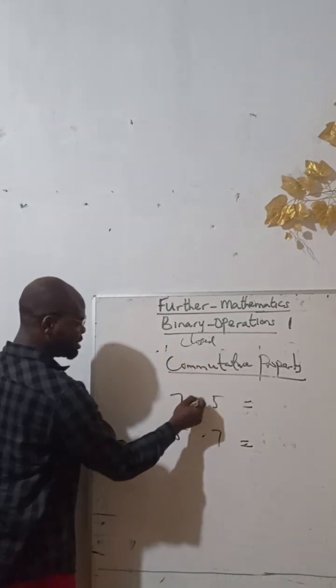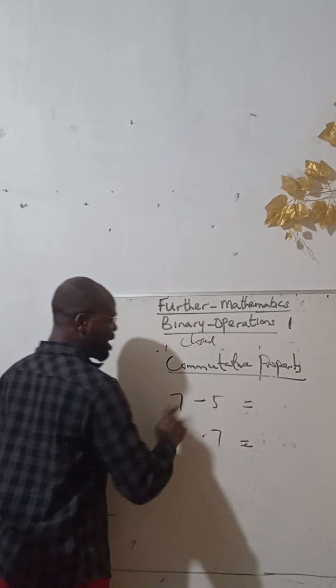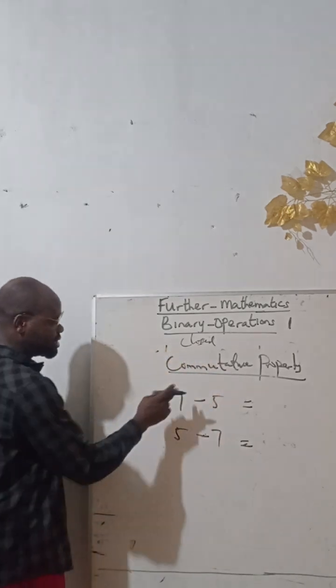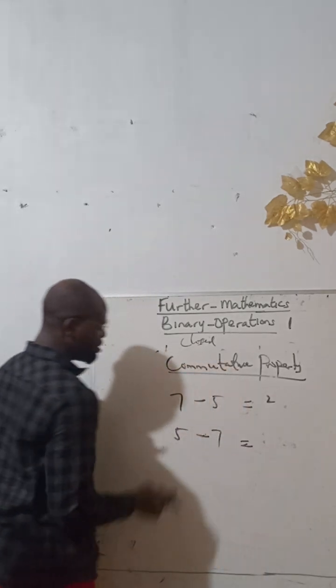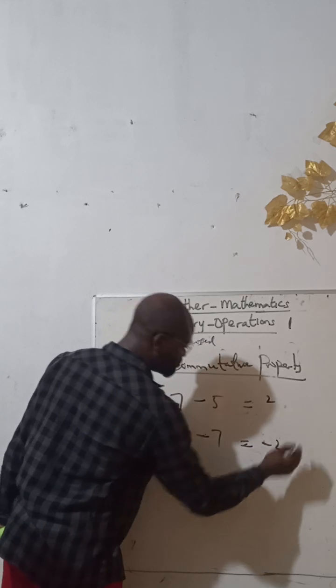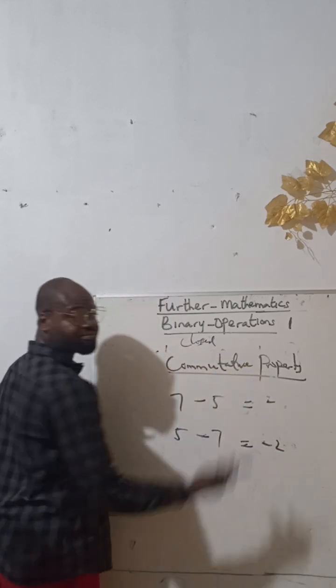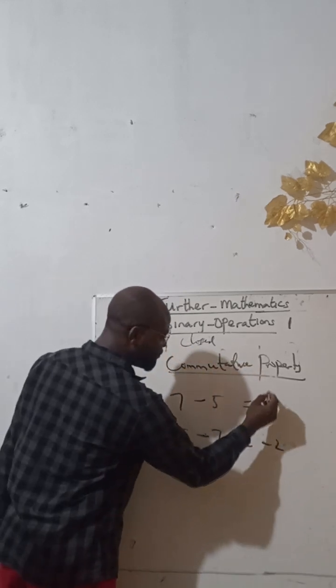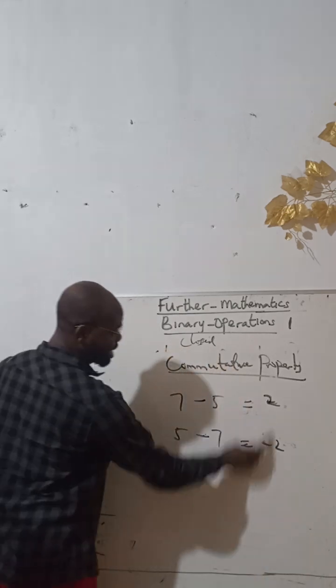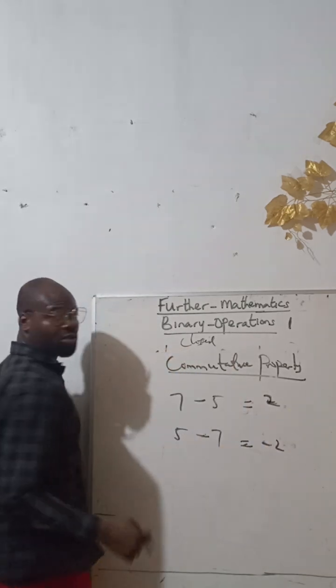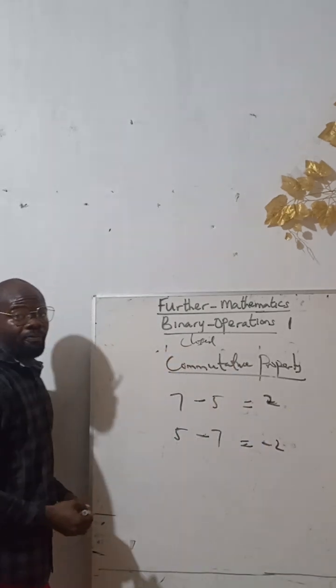Subtraction: 7 minus 5. Let me check, maybe my answer is going to be the same as 5 minus 7. 7 minus 5 is what? It is 2. 5 minus 7 is what? Minus 2. My results are different. 2 is different from minus 2. That means the commutative law doesn't work for the subtraction operation.